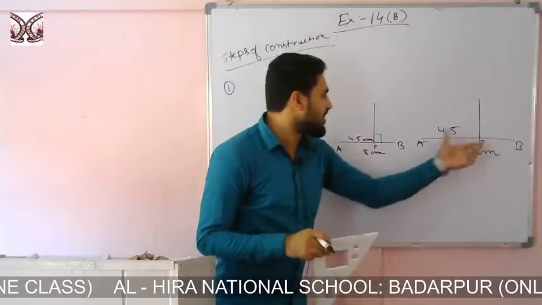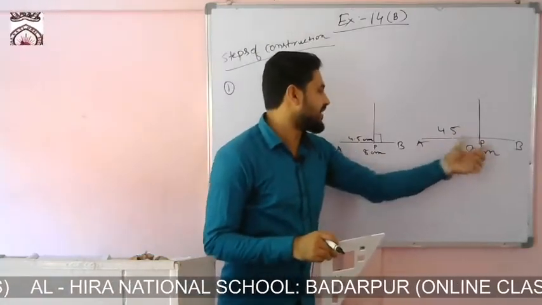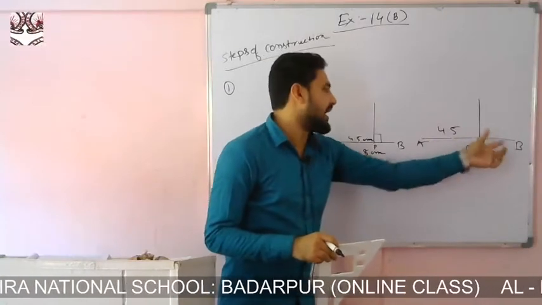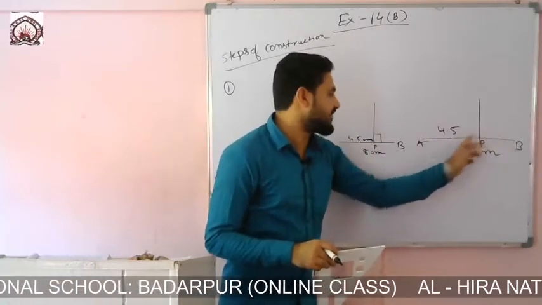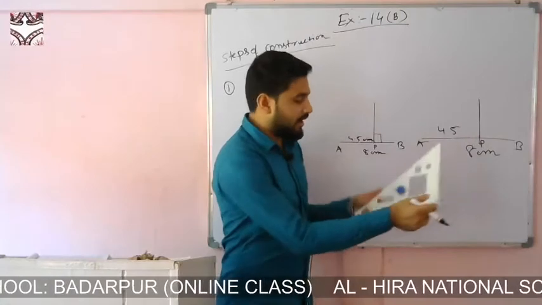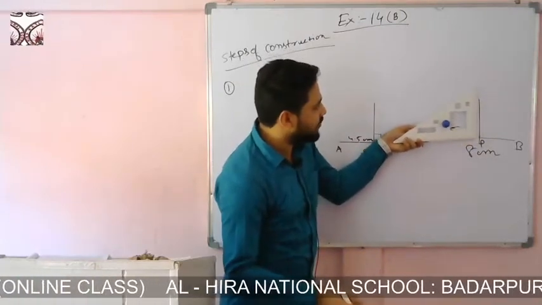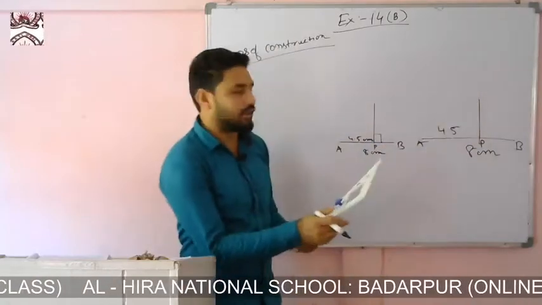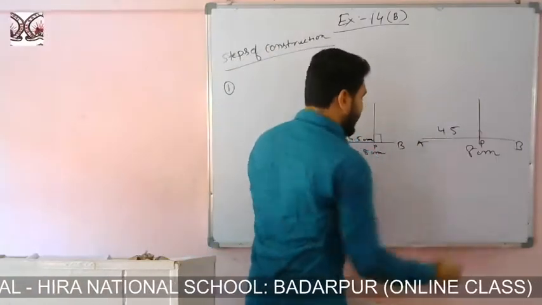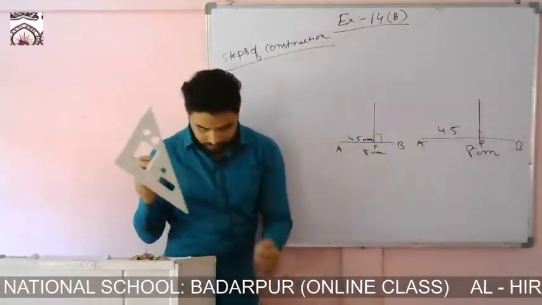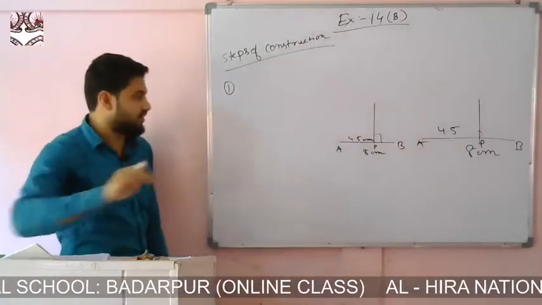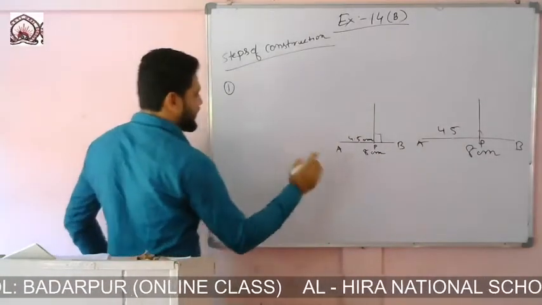But how to draw? First you draw a line segment AB. After that you take 4.5 and cut AB at point P. After that you slide your set square to the point P, and you draw a line with this. That will be perpendicular. Now write the steps of construction, how we have drawn.